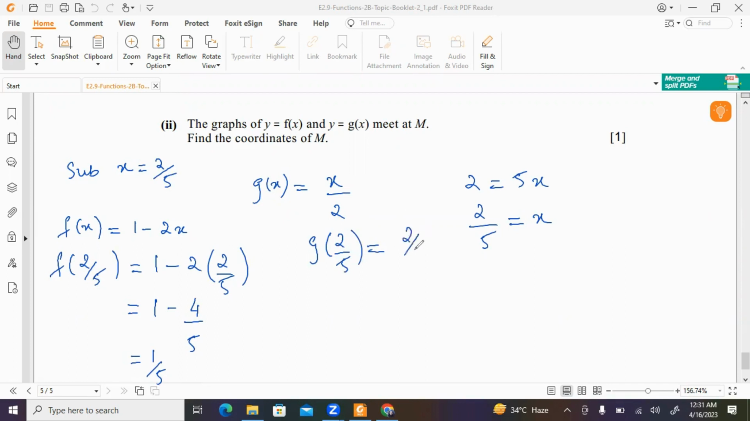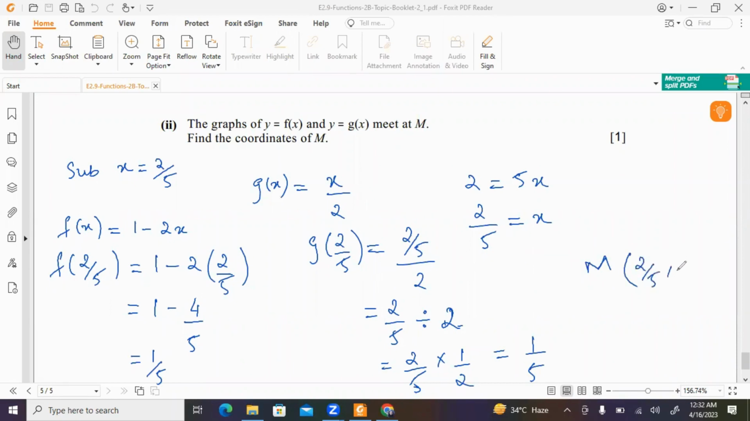And over here, that's going to be 2 by 5 over 2, which is 2 by 5 divided by 2, which is 2 by 5 times 1 by 2, and 1 by 5 again. So basically, in both cases, we're getting the same value, which is 1 by 5. Hence, M has the coordinates of 2 by 5 and 1 by 5.